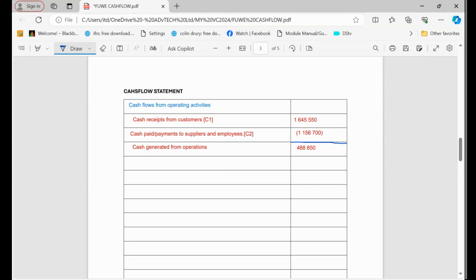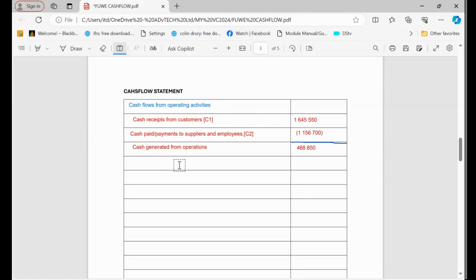Okay, we can go and check the next one. The next one is what we call the items to be shown separately. Things like dividends income. They are incomes, but they are not part of the process. They are the incomes which we incurred not because we're operating.